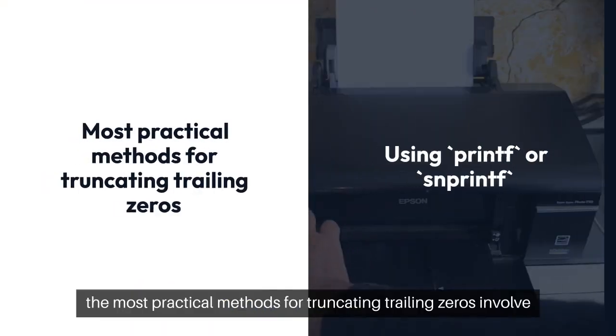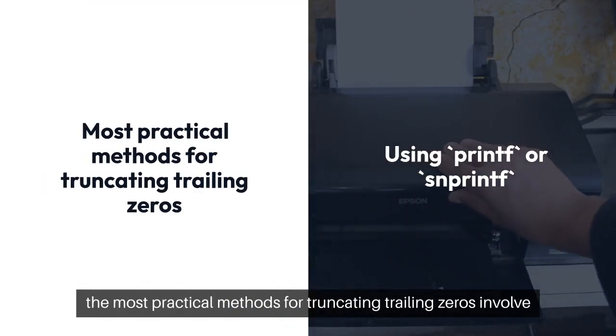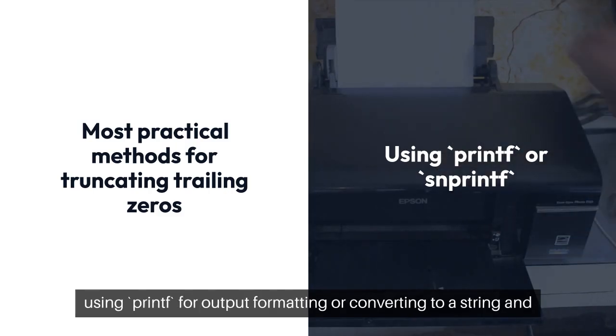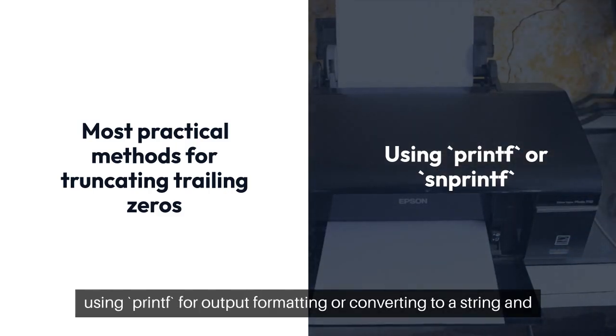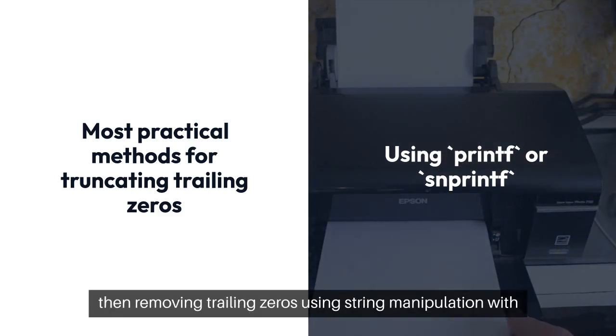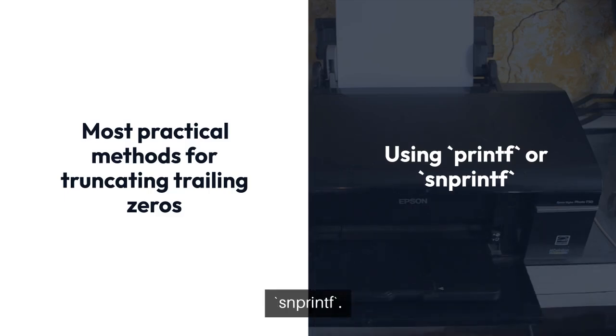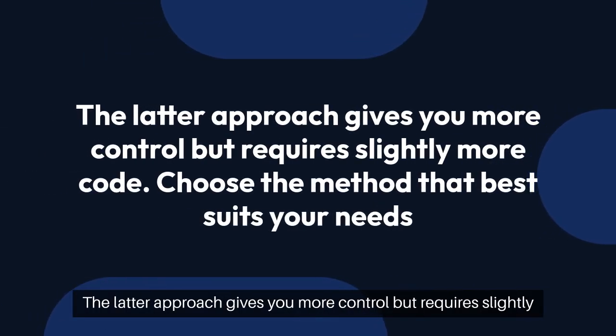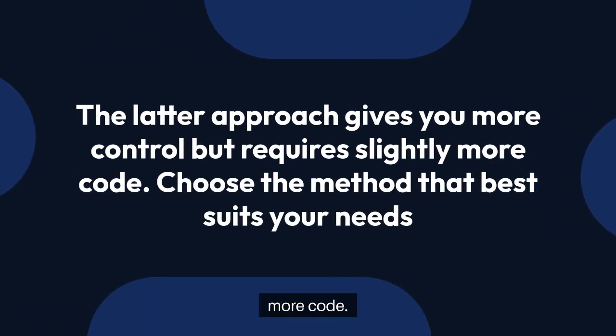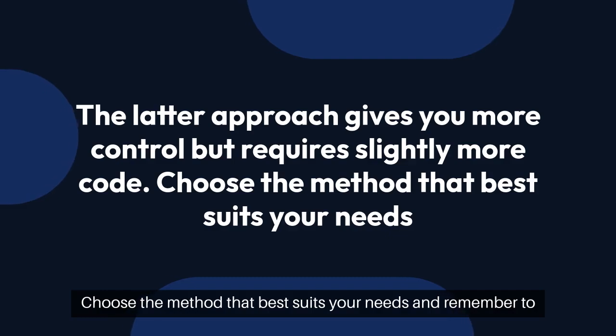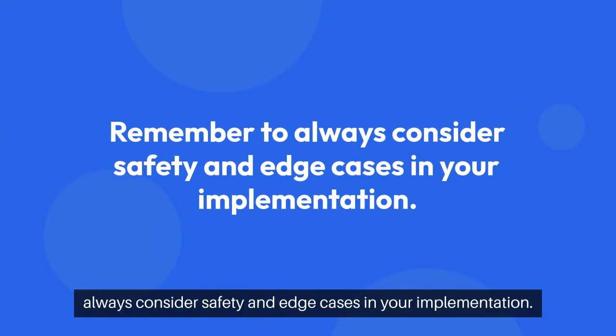In summary, the most practical methods for truncating trailing zeros involve using printf for output formatting, or converting to a string and then removing trailing zeros using string manipulation with snprintf. The latter approach gives you more control, but requires slightly more code. Choose the method that best suits your needs, and remember to always consider safety and edge cases in your implementation.